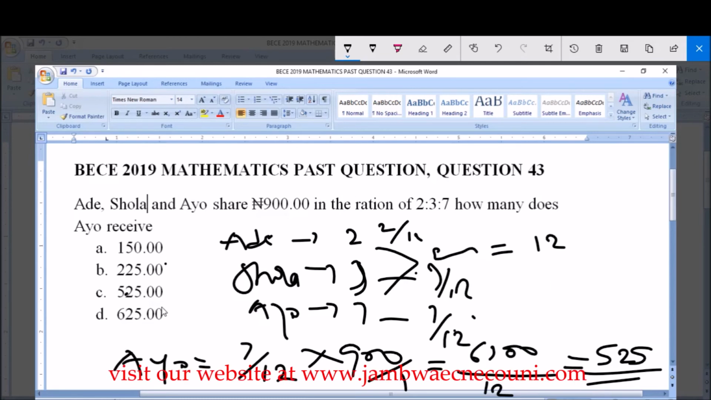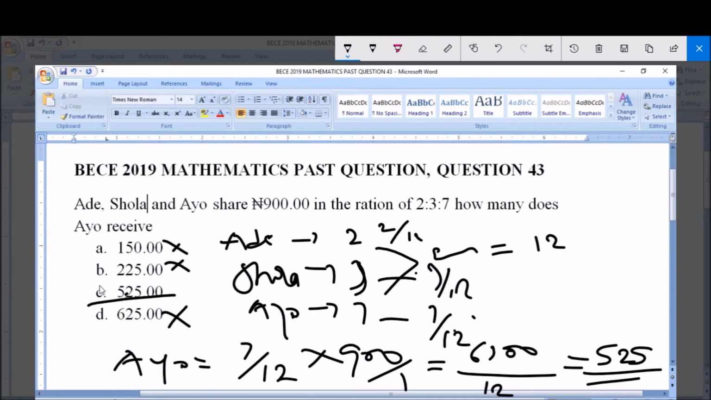Now let's check the options. Option C here corresponds to our answer, 525 naira. A here says 150, B says 225, and D says 625, which are wrong. So C is our answer, 525 naira. So in the ratio 2:3:7, where Ayo has 7, and I told you that ratio is another way of expressing fraction, meaning that Ayo receives 7/12 of 900, and by finding this, we have that he receives what? 525 naira out of 900 naira. So C is our answer.